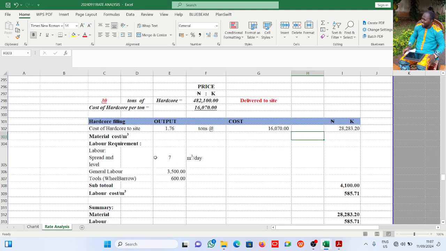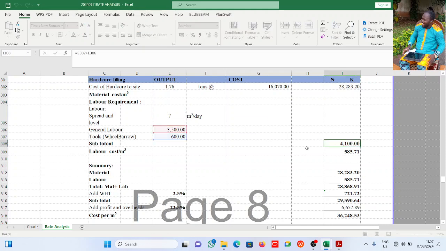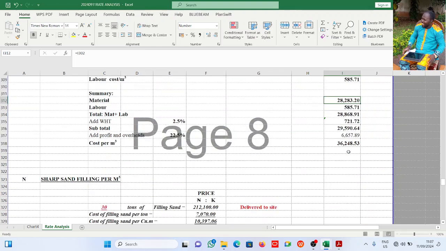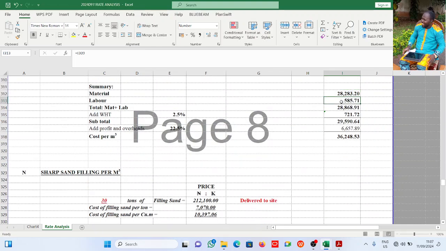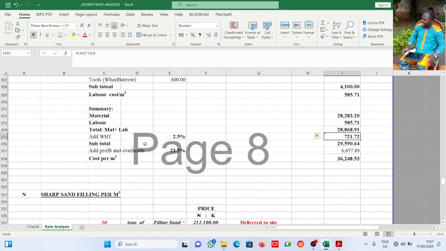Now the same thing we did in the laterite filling, we're going to do here. 7 cubic meters per day, but for laterite it is 5 cubic, because these are quite heavier. 7 cubic meters per day. So this gives me this, and for one cubic meter I have this. This is a summary of what I have. Then this is the labor that we just calculated. Then add 2.5%, I have this.